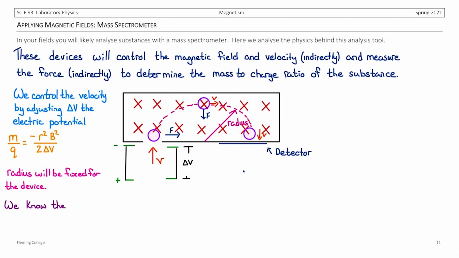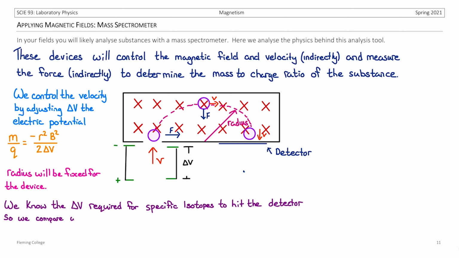We know the electric potential required for specific isotopes to have the correct radius of motion to hit the detector. So when we set our electric potential and we find a detection, we know what the mass to charge ratio is of that particle, and we say that we know the substance it's made of. If we have a miss, then we'll have to run another trial with a different delta V until we get a detection.